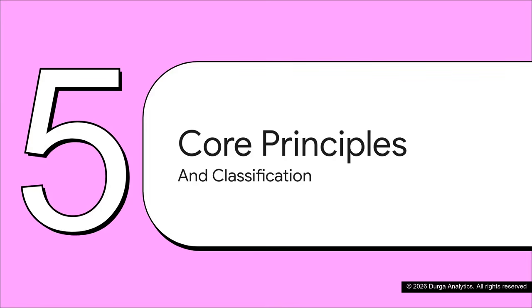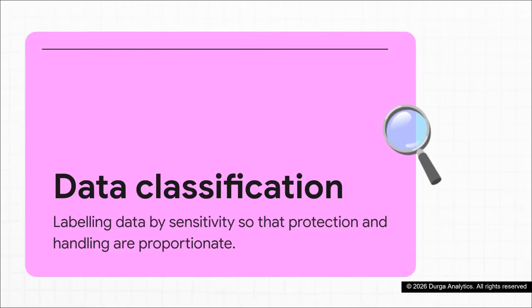We cannot operationalize these handoffs without core principles, and there's one specific concept that connects everything. That concept is data classification. This is the absolute linchpin. It means labeling data by its sensitivity so your protection is actually proportionate. If you get classification wrong, security and privacy are quite literally just guessing.